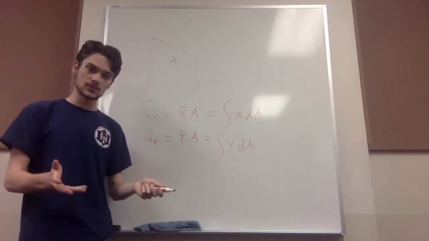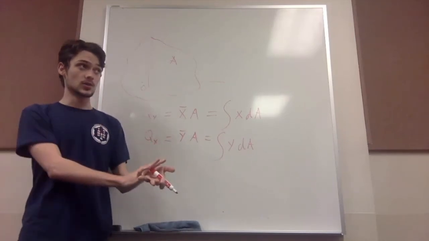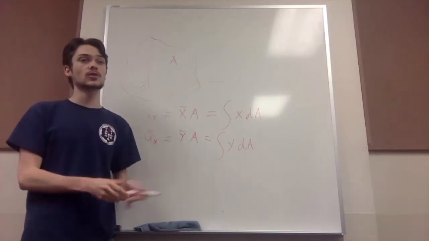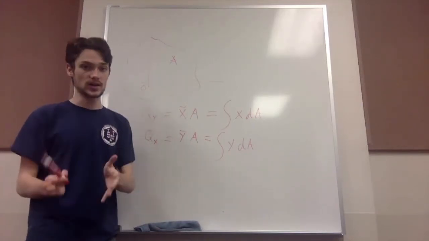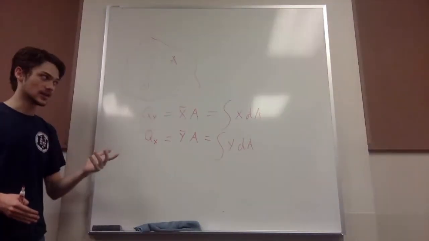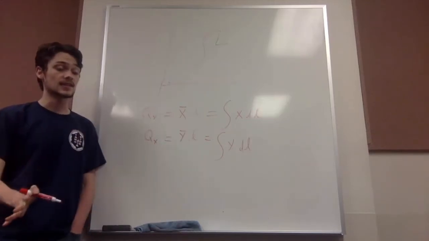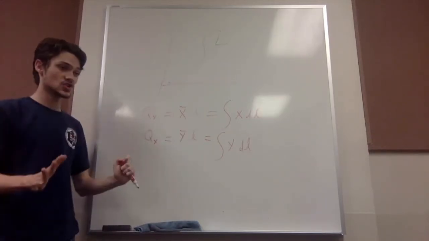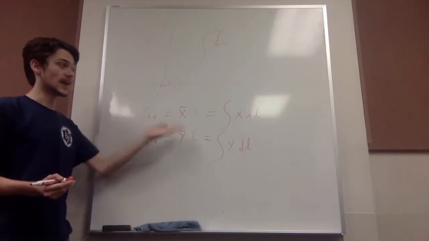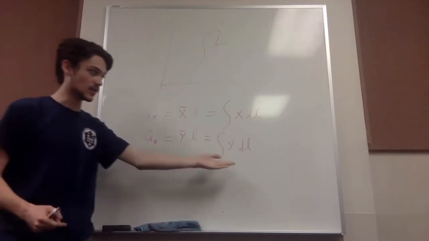When calculating first moments, it is important to realize that the variable that you are taking the first moment with respect to is the variable that you will not use in the equation. When calculating with respect to x, we use y bar. When calculating with respect to y, we use x bar. Let us now instead say that we have some line. The equations for the first moments are going to be the same, except instead of A, we have L, which is the length of the line, and instead of dA, we have dL.